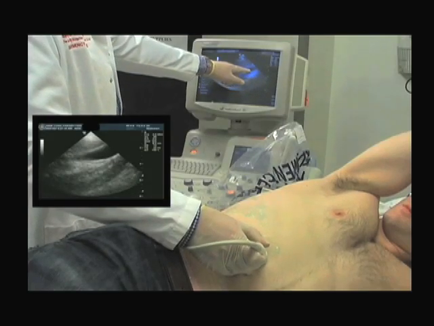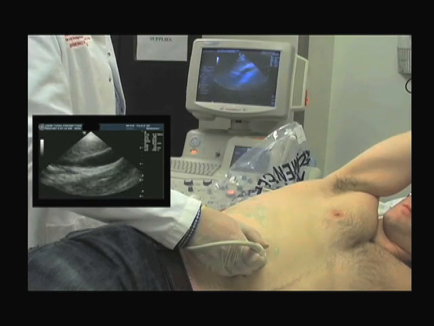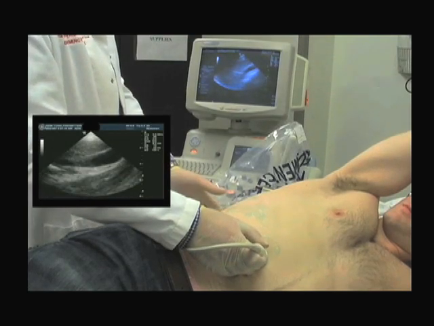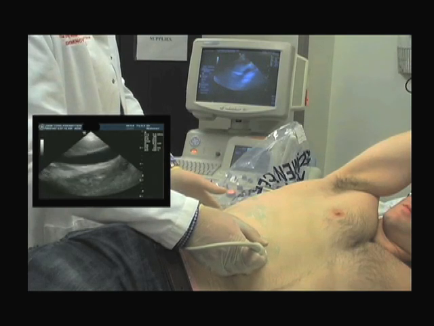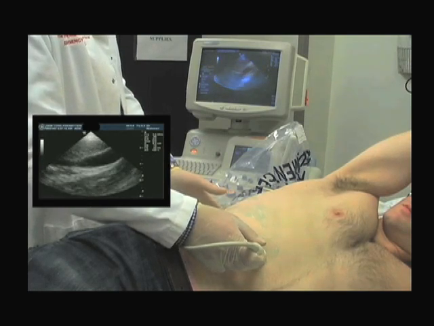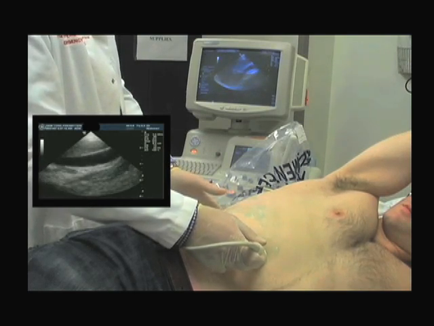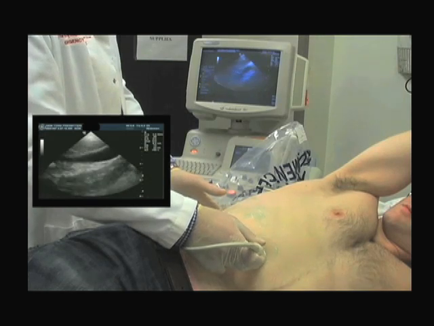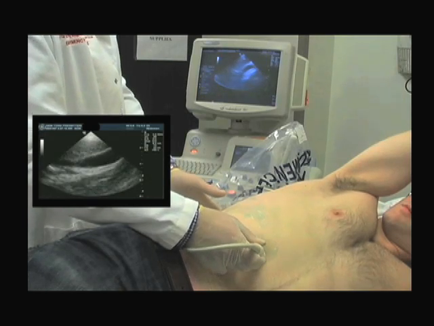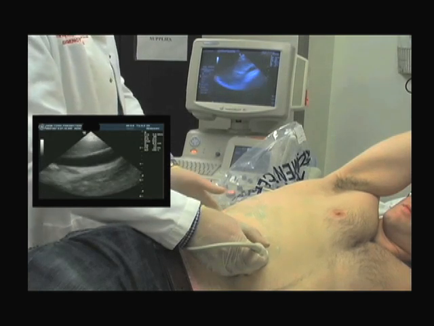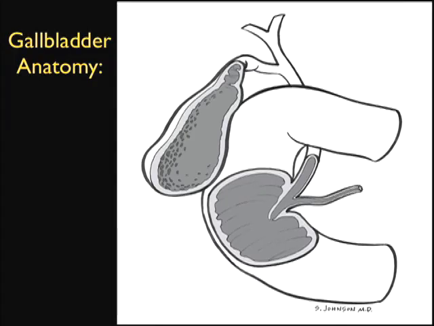This is known as probe position 2 or the subcostal view. Notice that the patient is in the left lateral decubitus position with the right side up, and the probe is placed into the subcostal position with the probe marker over towards the patient's right side. We can get great views of the gallbladder and also push directly on the gallbladder to assess for the sonographic Murphy's sign. Let's now review the gallbladder anatomy that's important for gallbladder sonography.